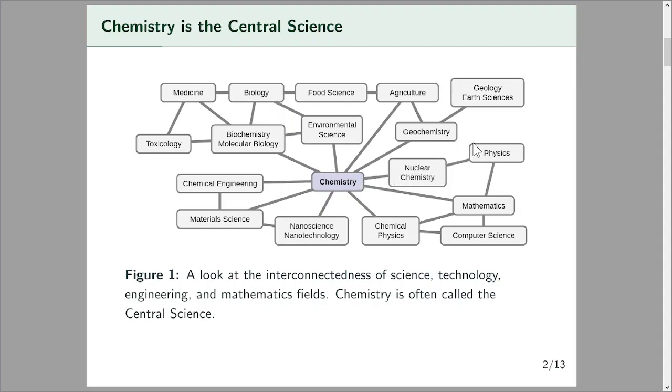and just fields studying different levels of complexity. Biological systems are way more chemically complex than typical chemical systems we look at. So chemistry is the central science.